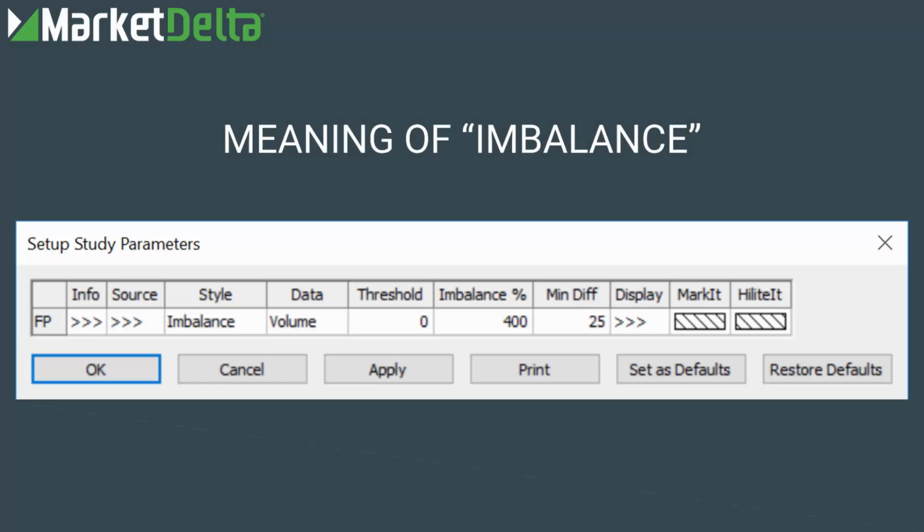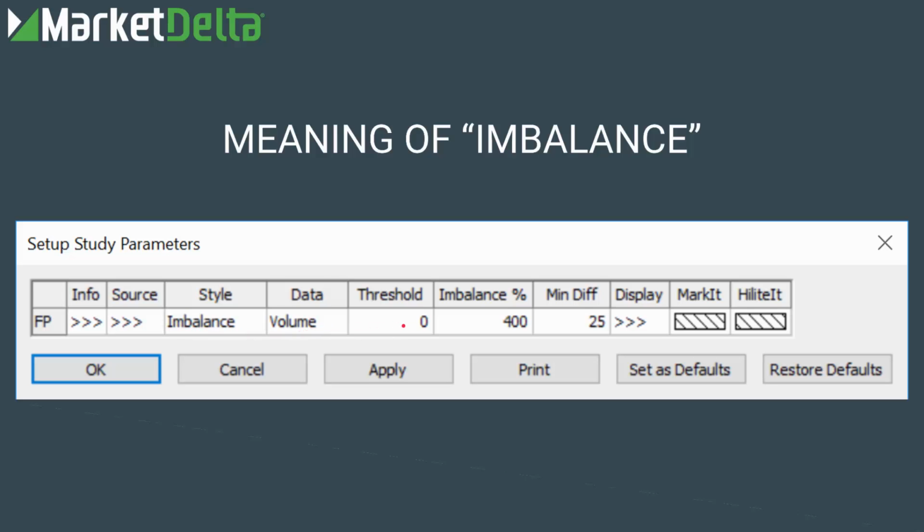All right, so let me show you. This is the settings screen that I mentioned just a moment ago. And I'll show you this in the demo. We'll get into it in real time. But the things that I want to bring to your attention here, the style of footprint is imbalance. That's obvious and required. It's the imbalance footprint.